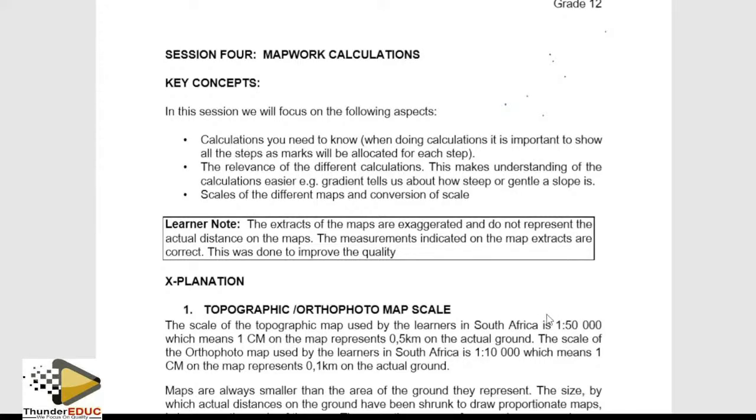Why 0.5? Because the map is a topographic map, and on the topographic map, 1 centimeter on the map represents 50,000 centimeters on the ground. So in terms of kilometers, it's going to be 0.5. So you get to understand that regarding a topographic map and the orthophoto map, we need to understand which scale is being used.